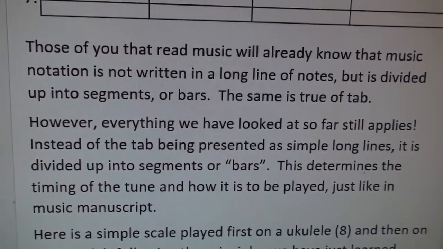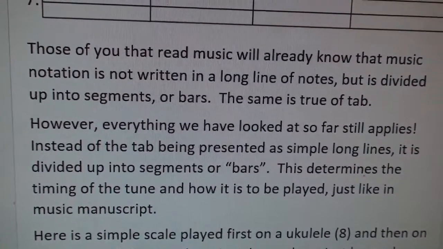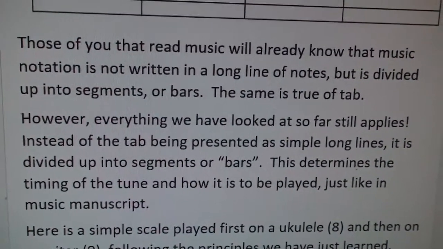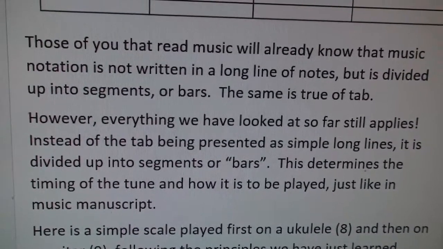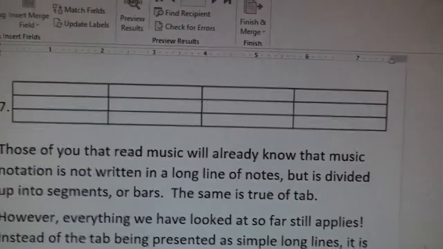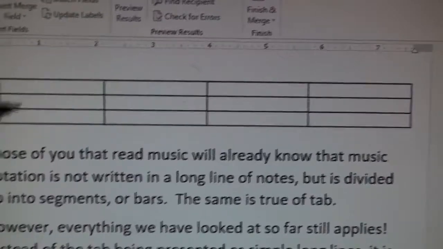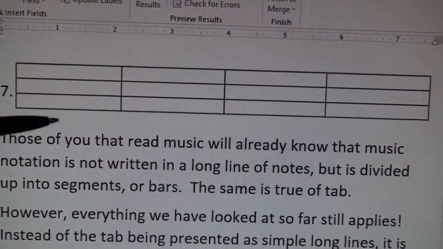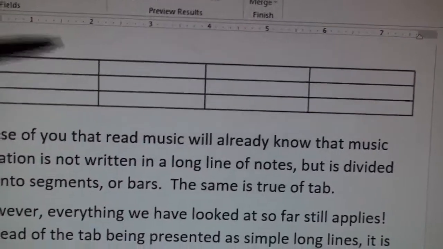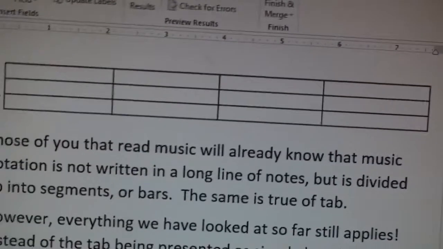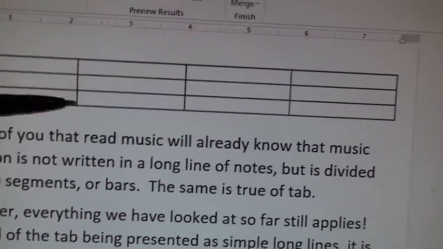Instead of the tab being presented as simple long lines like the strings, it is divided up into segments or bars, and this determines the timing of the tune and how it is to be played, just like a music manuscript. So if we look at the diagram, you'll see we've got exactly the same again. This represents the 4 strings of the ukulele, likewise the same with the guitar, except we'd have 2 extra lines down here. And all we've done is just put lines down there, which divides it up into bars.